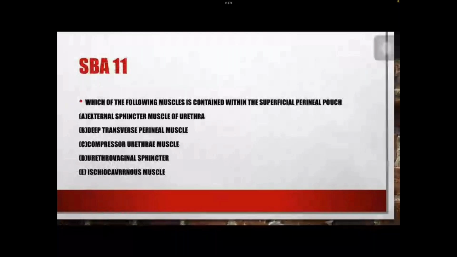And the other structures that are taking part in the superficial perineal pouch are the crura of the penis in the male and clitoris in female, bulb of penis in males and vestibular bulbs in female, and greater vestibular glands in female. So this is the diagram. We will be taking the class very soon so you can understand it in the class very well. But for this you have to remember this structure.